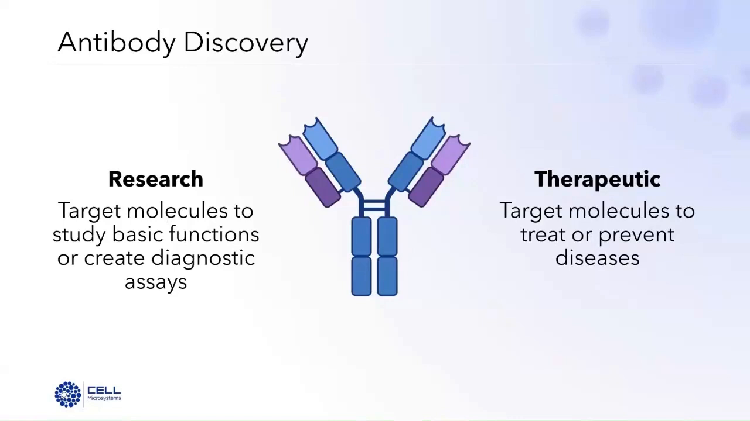Although research antibodies are very useful just in the lab for basic science, they can also be important for informing the other class of antibodies, which are the therapeutic antibodies. Therapeutic antibodies are used in the clinic to treat patients. They are targeting molecules that are critical for the progression or the onset of disease, and these therapeutic antibodies can be used to either treat or ameliorate or prevent the onset of disease.